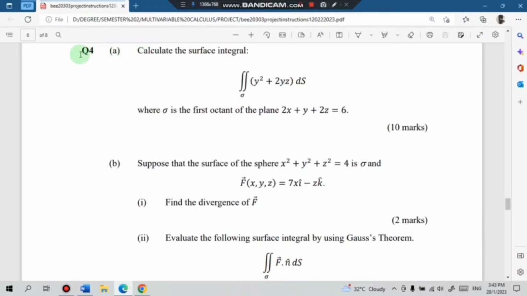So I will be presenting question 4. Now let's take a look at question 4A. Calculate the surface integral double integral of y square plus 2yz dS, where sigma is the first octant of the plane 2x plus y plus 2z equal to 6. For this question, we will be using SymboLab. Before that, we have to obtain the dS value. From the manual calculation, I obtained the dS value equal to 3 over 2 dA.